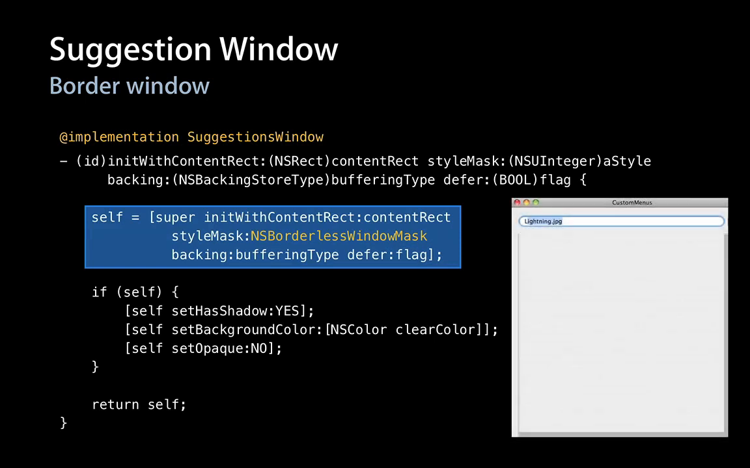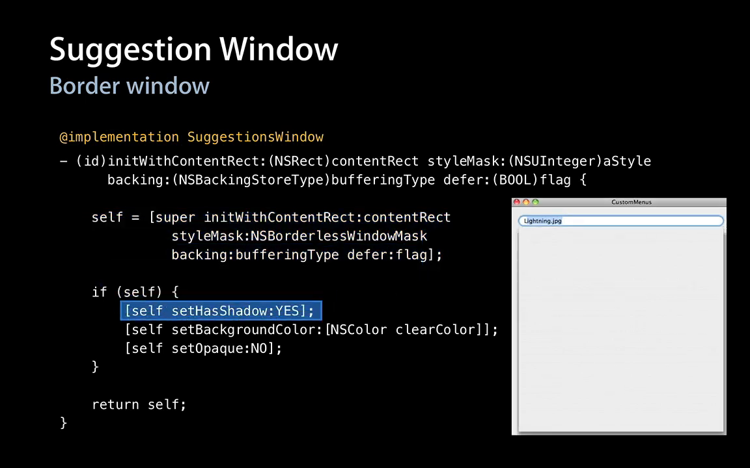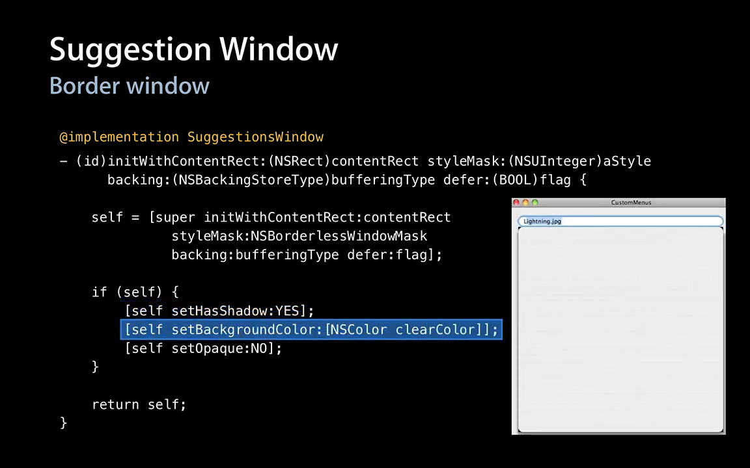And that's great. We get this, which isn't quite what we want. So we'll add some depth by saying set has shadow. That's great, but we want the nice rounded corners like a menu has, and we do that with a custom view that's set up as the content view for drawing. So we just need to tell the window that it has a clear background color.